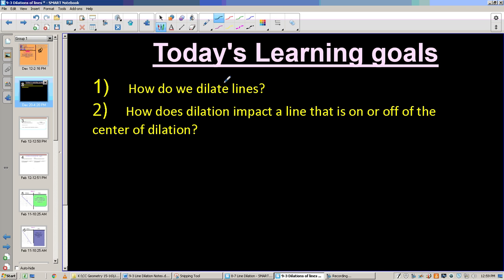So here's what we're going to do today. Today we're going to talk about how it is that we dilate lines. Whereas before we were dilating figures, today we're going to dilate lines. And how does the dilation impact a line that is on or off the center of dilation? Again, the center is really important. It's going to tell us what's going to happen to the line.